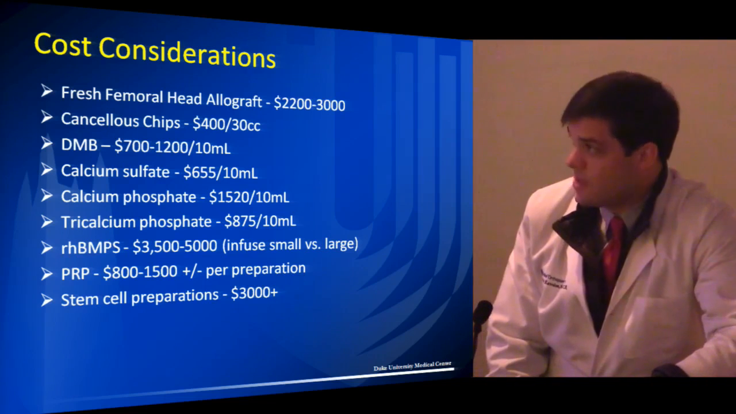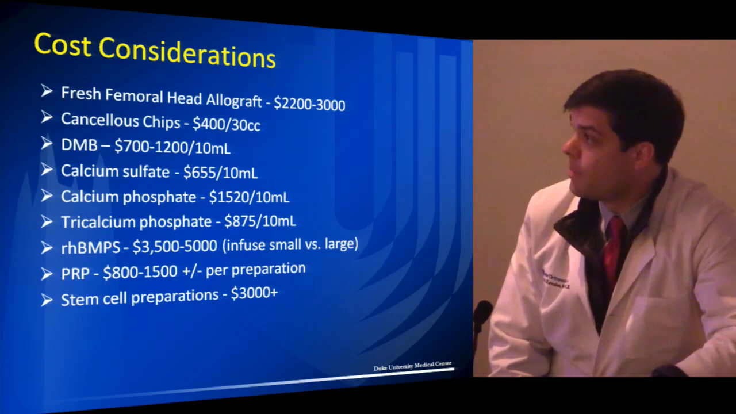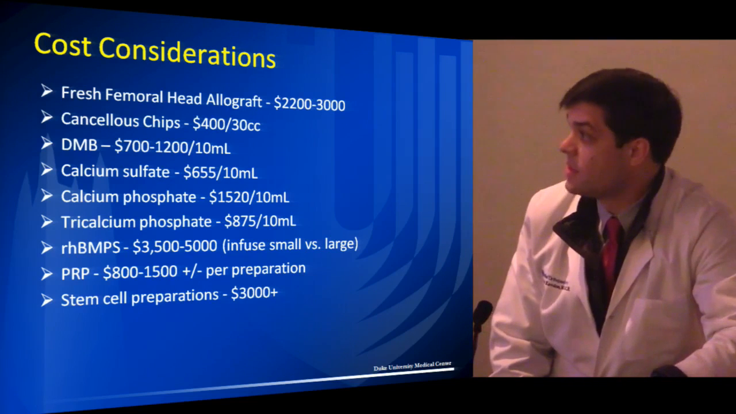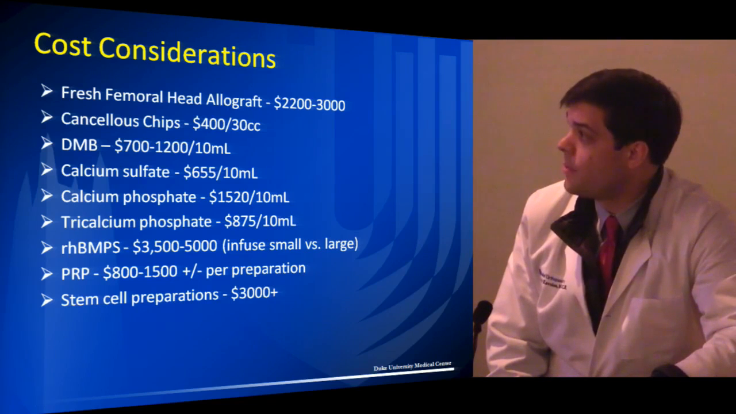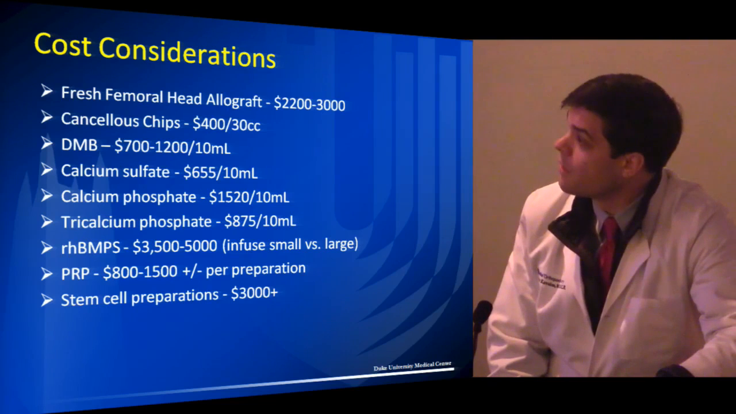And then when you get down to the biologics, you see the price really jump up. BMPs can be $3,000 to $5,000. PRP is cheaper, but again, I don't think the results are as reliable, nor are the preparations. And then, of course, there are the stem cells, which again are fairly expensive.